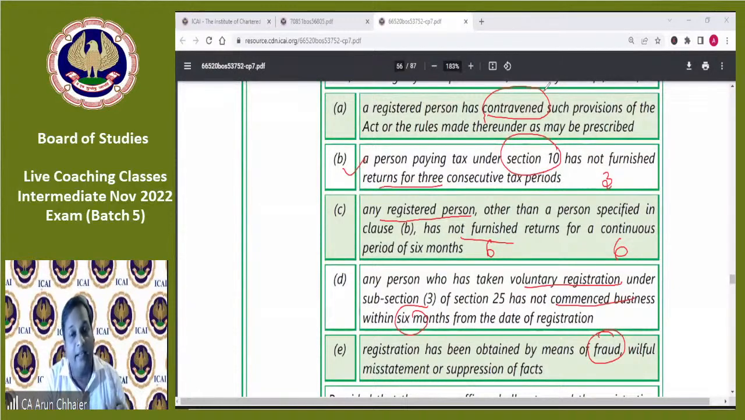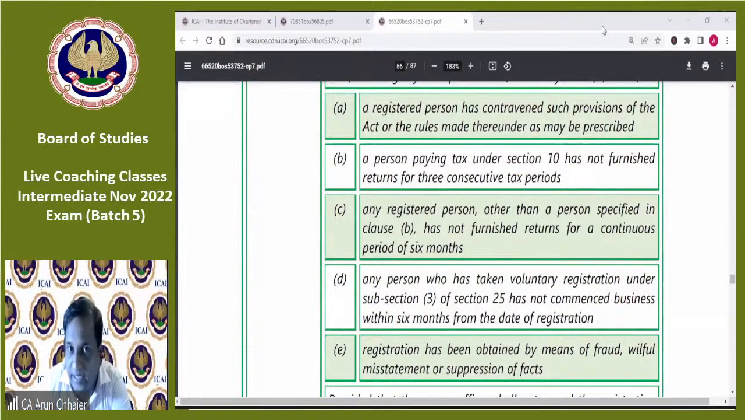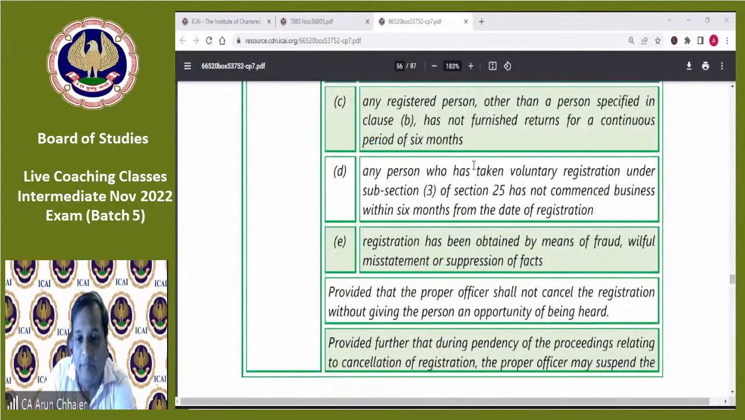So let's revise again. In which circumstances can the officer cancel? First, any registered person who contravenes the GST provision. Section 10, not filing the return for 3 months. Regular category, section 9, not filing the return for 6 months. Next, if anyone has taken the voluntary registration and not started the business within 6 months. And next, registration has been obtained by fraud, willful misstatement, etc.